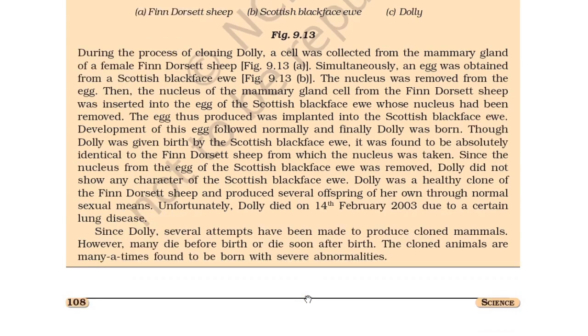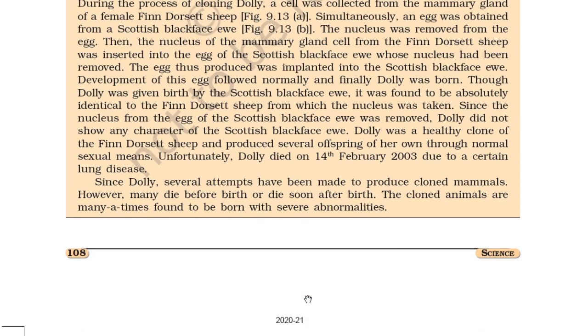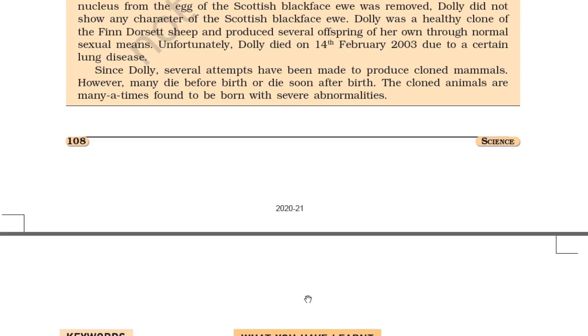Since Dolly, several attempts have been made to produce cloned mammals. However, many die before birth or soon after birth. The cloned animals are many times found to be born with severe abnormalities.